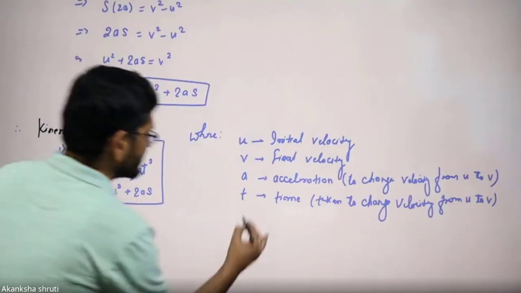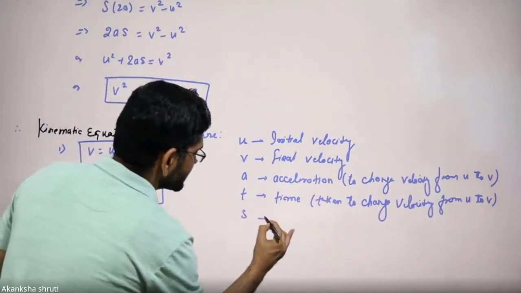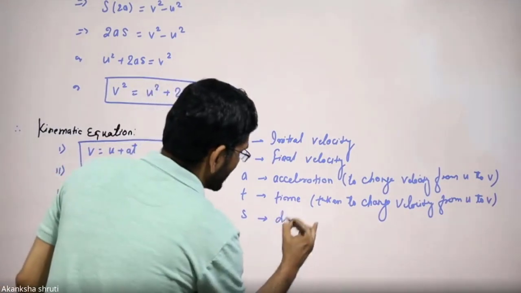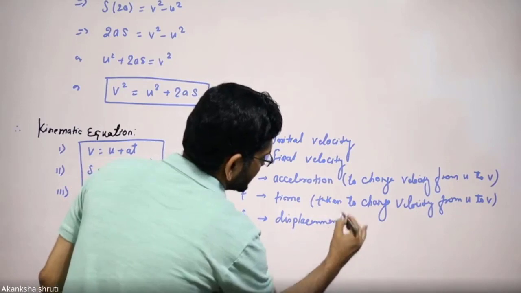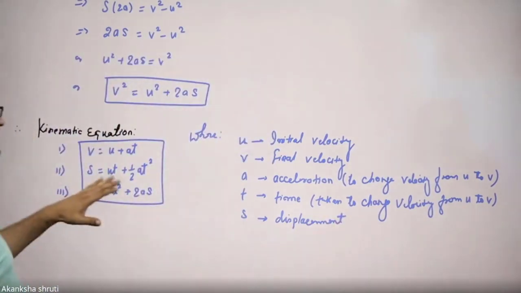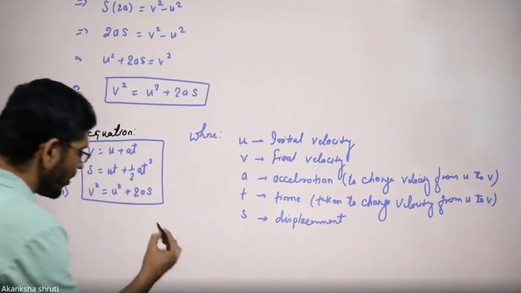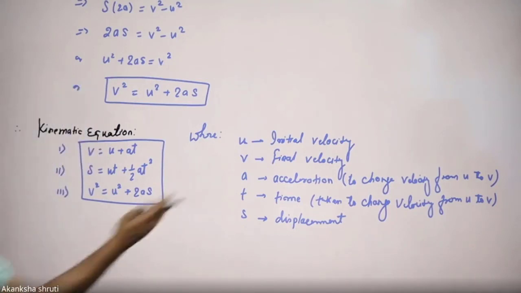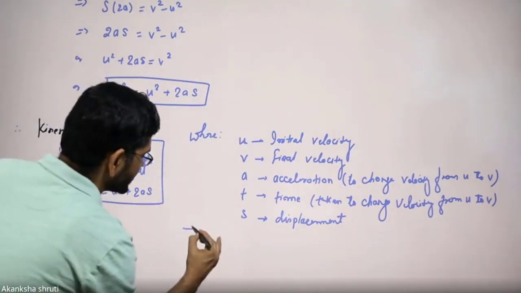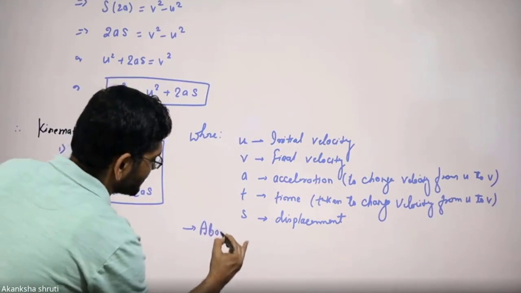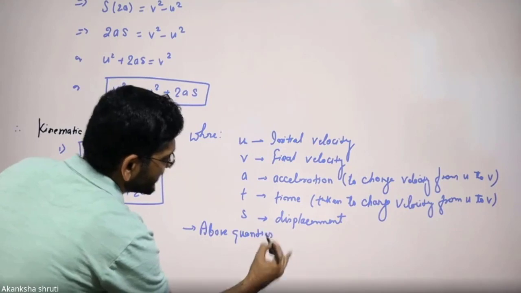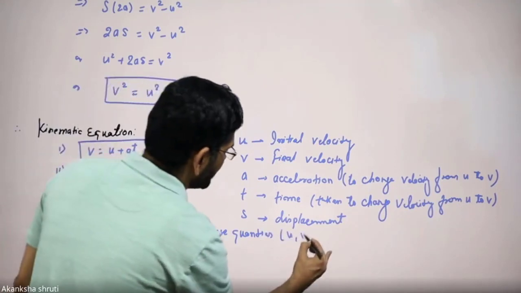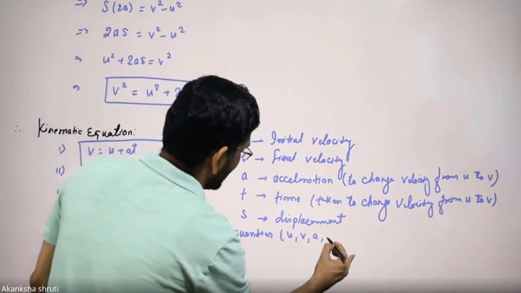Sir, s is also here. This s is displacement. Keep in mind, it is not the distance. So these are the symbols that we are using here. Also, you have to note that all these above quantities, what are these quantities? Like our u, v, a, and s, this one.